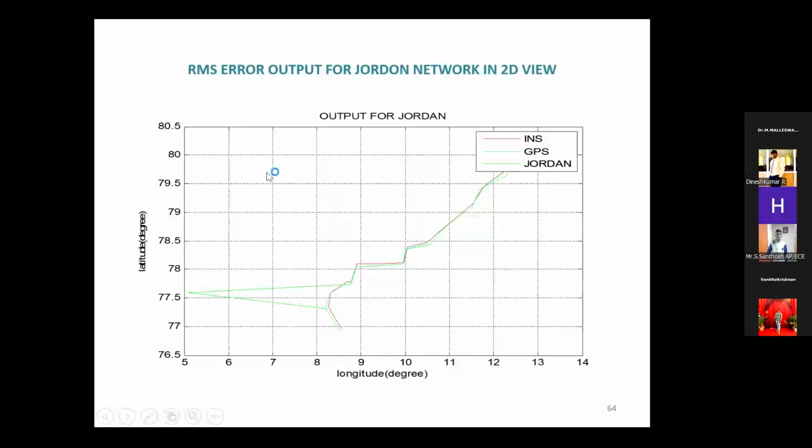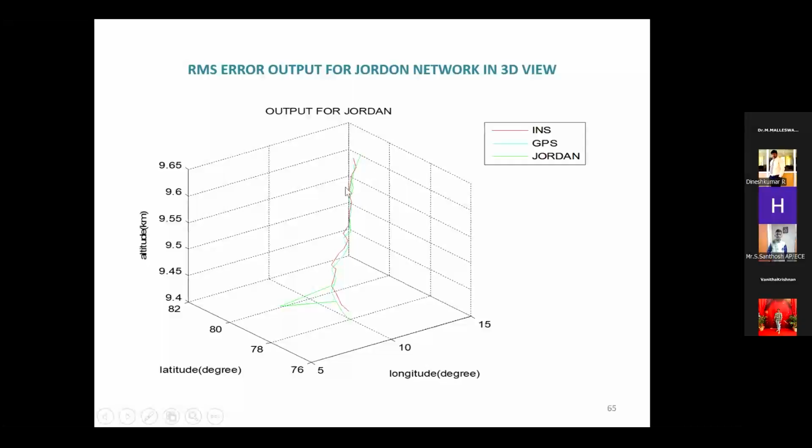See, the same way you want to put it in the latitude and longitude alone in degrees for a Jordan output. Let us see the graph INS GPS Jordan. Your Jordan output almost comes closer to your GPS than INS after the training. And this is a three-dimensional way. I can go for latitude, longitude, as well as altitude. Altitude I will make in kilometers. Latitude and longitude I will make in degrees.